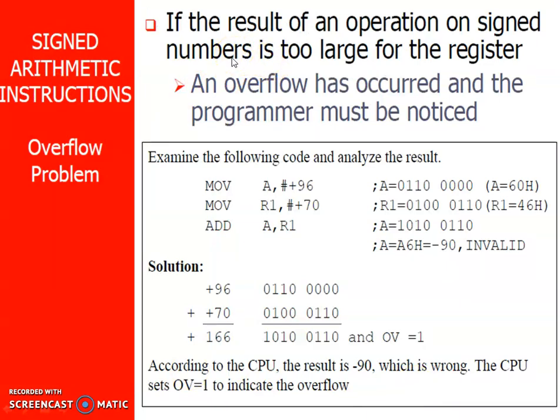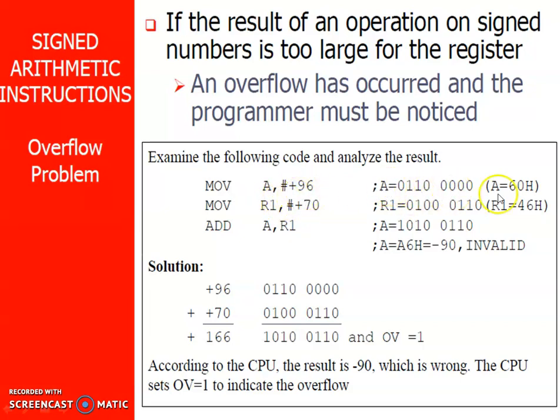Next one is the overflow problem in case of signed arithmetic instructions. If the result of an operation on signed numbers is too large for the register, an overflow has occurred and the programmer must be notified. So let us see what it means. Here is an example where two numbers are being added. So 96, its equivalent hexadecimal value is written here.